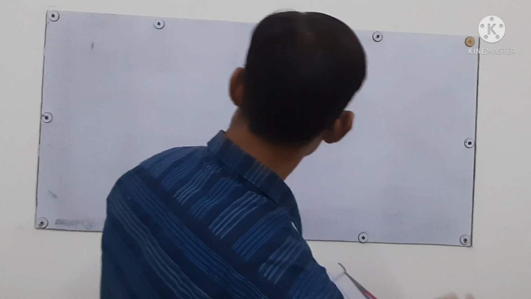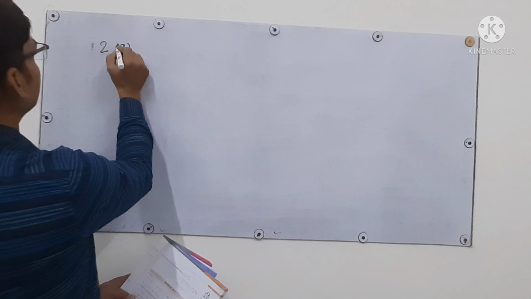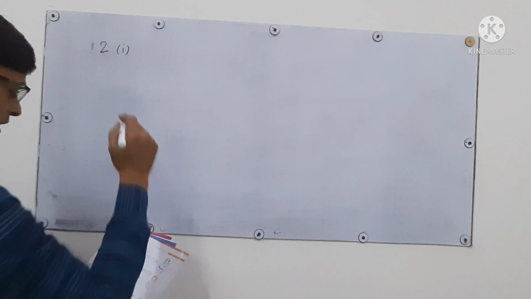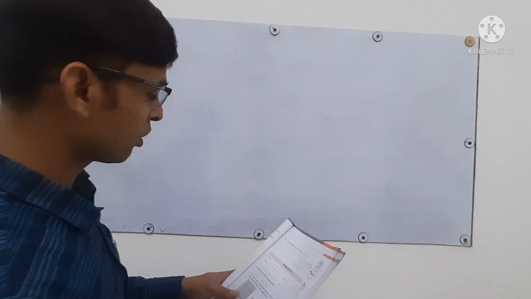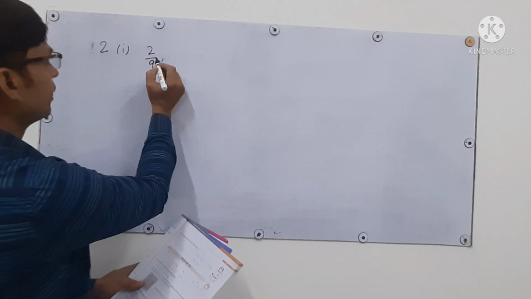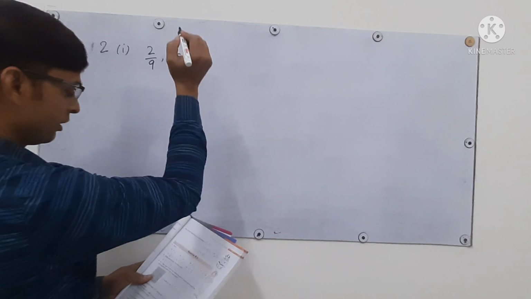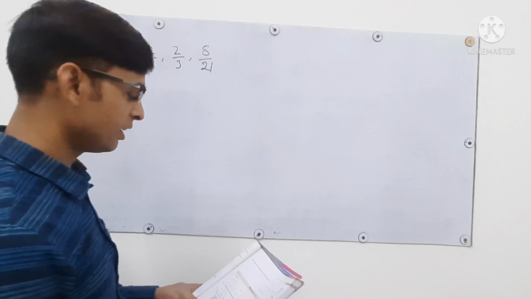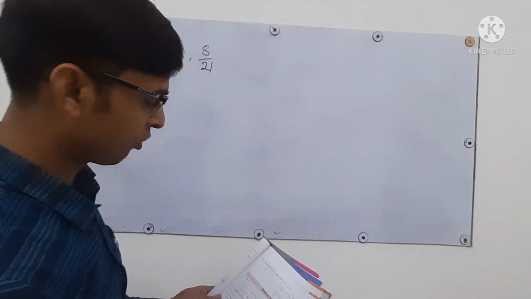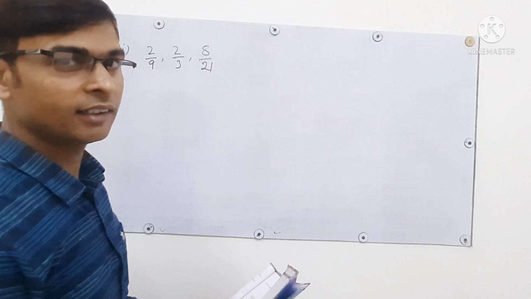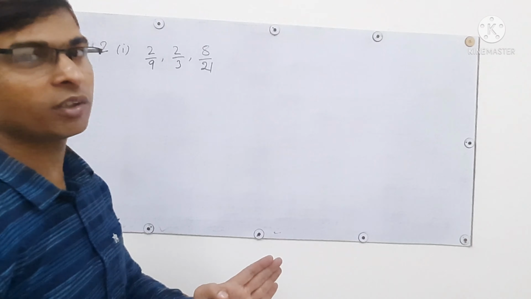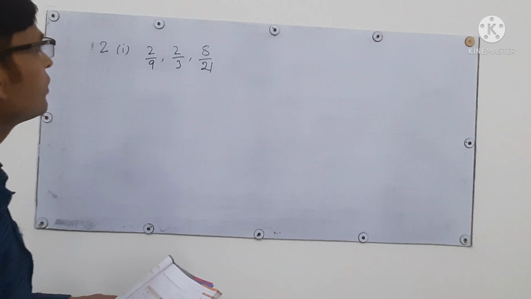Now I am going to solve question number 2, part first. Here it is given: arrange the following in descending order, 2/9, 2/3, 8/21, and we have to arrange them in descending order. For descending order you must know, we first write the maximum number, then smaller, and then the smallest. So how will we solve it?